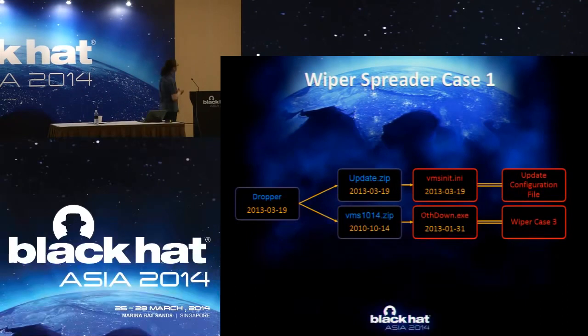It's a web spreader. The dropper was compiled a day before the attack. And it dropped two zip files, update.zip and VMS 1014.zip. The VMS init.ini file is actually the variable security management system configuration file. It's an update configuration file. The other one, the download.exe file, is actually the Viper case 3. Exactly match.